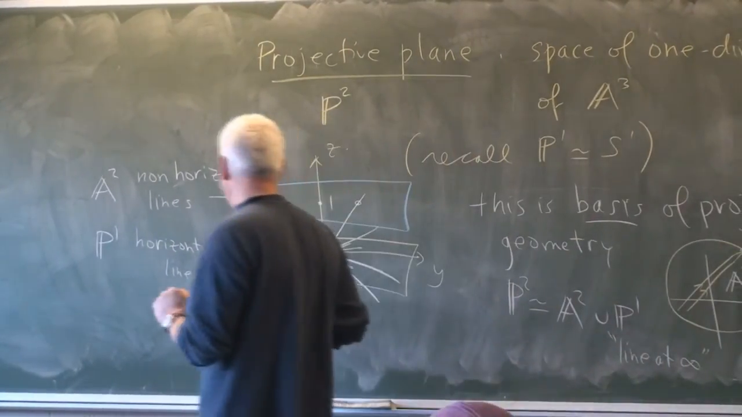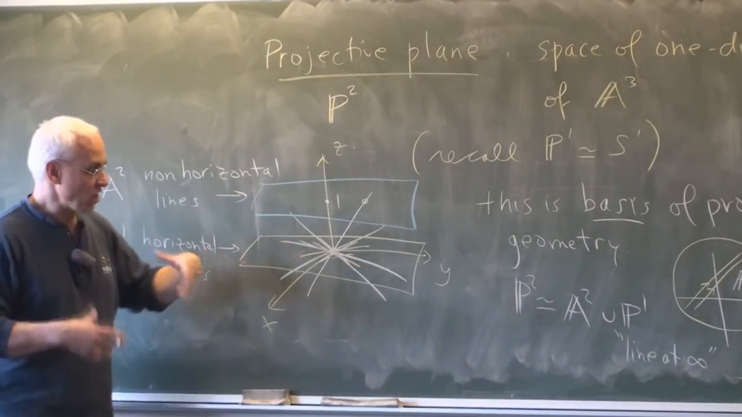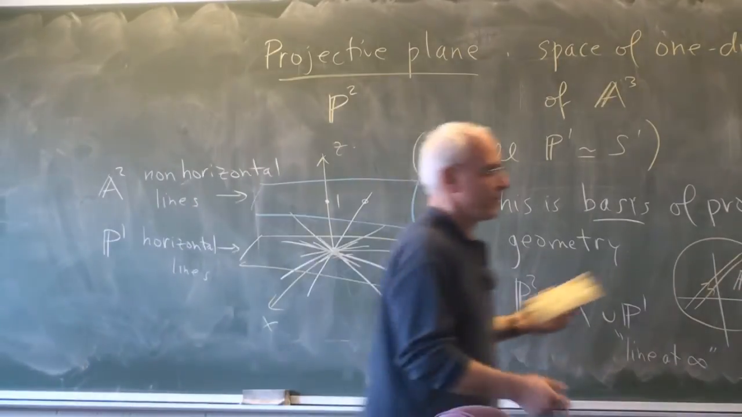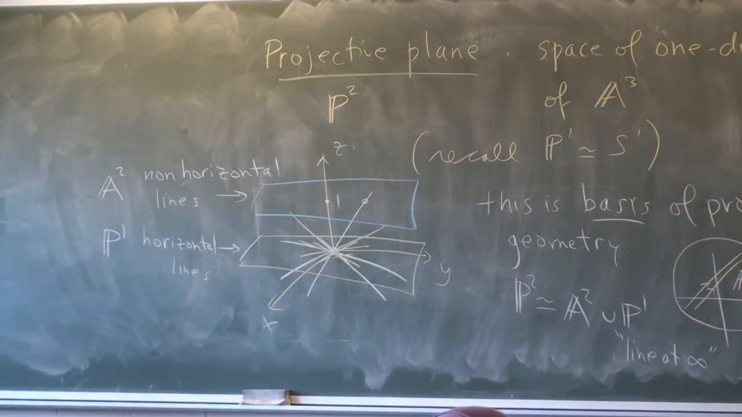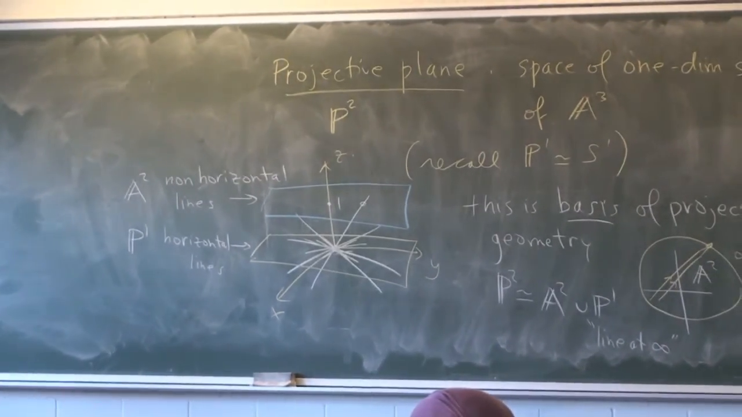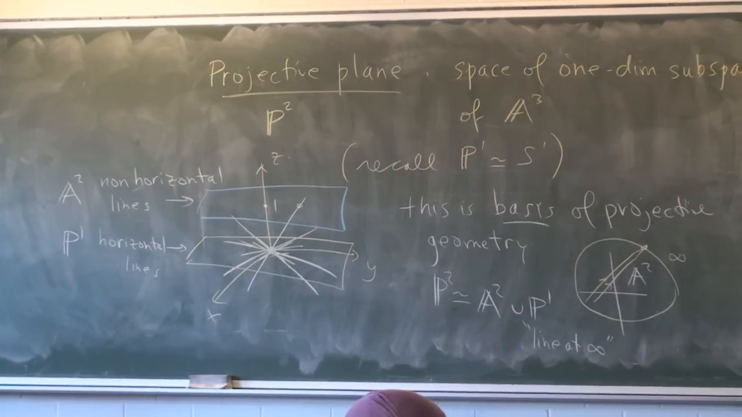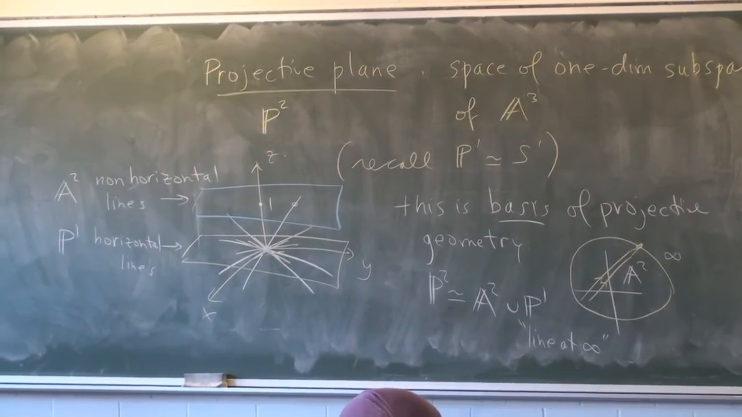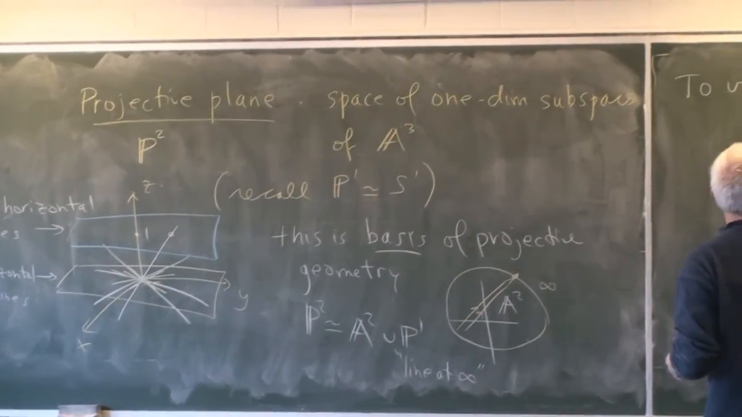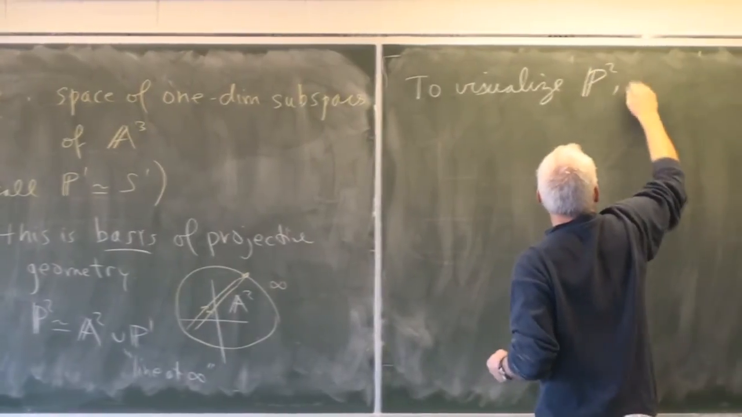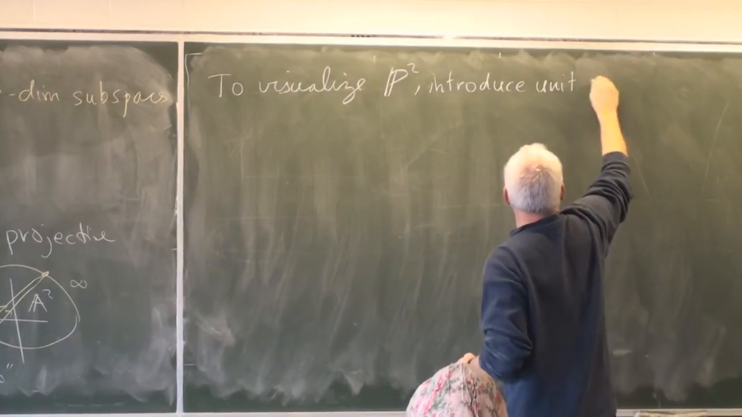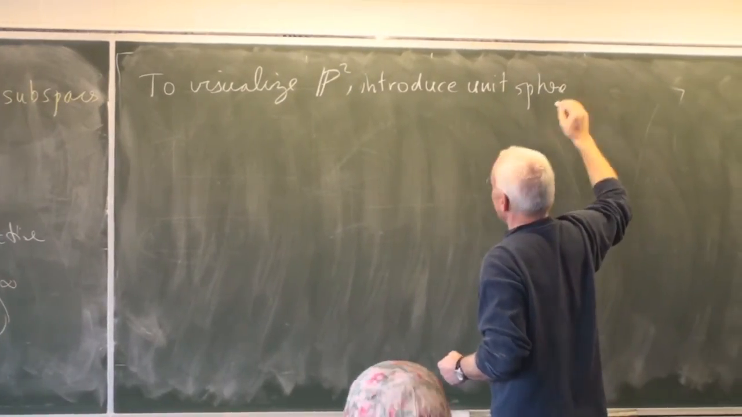But we're just going to be interested in this P2 as a topological space. So how does that look? We still don't really know what it looks like. So the key to understanding it in terms of a topological space is to introduce a sphere. So to visualize P2, we introduce the unit sphere, S2.